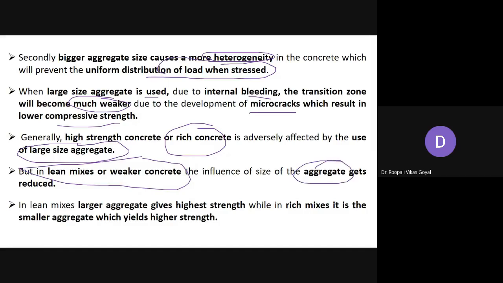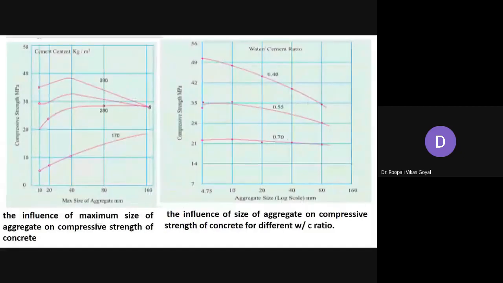Okay, so in lean mixes the larger size aggregate basically gives the highest strength. That means if you are using a lean mix, you can go for a higher size of aggregate, but if you are going for a rich mix or higher strength, you should use small size aggregate. Okay, so in rich mixes it is the smaller aggregate which yields the higher strength. So here it is proved by these investigators by doing some experimental analysis.